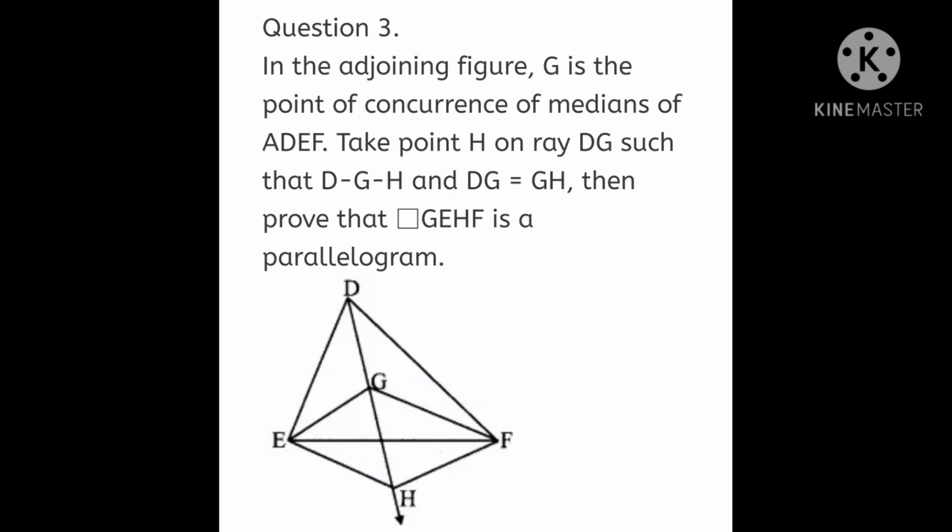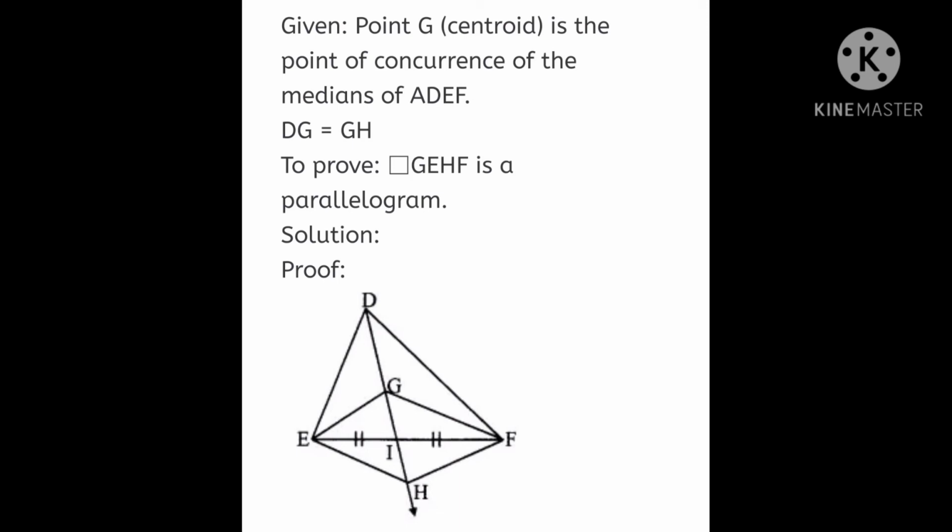Observe the question carefully. DEF is a triangle and point G is a centroid, because it is a point of concurrence of medians. And you know the property of centroid: the centroid divides each median in the ratio of 2:1. Let's start the solution. Given here, point G is the centroid, the point of concurrence of medians of triangle DEF, and DG is equal to GH, and you have to prove that quadrilateral GEHF is a parallelogram.